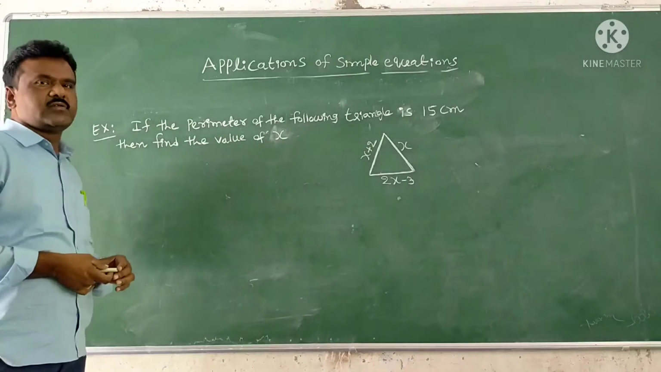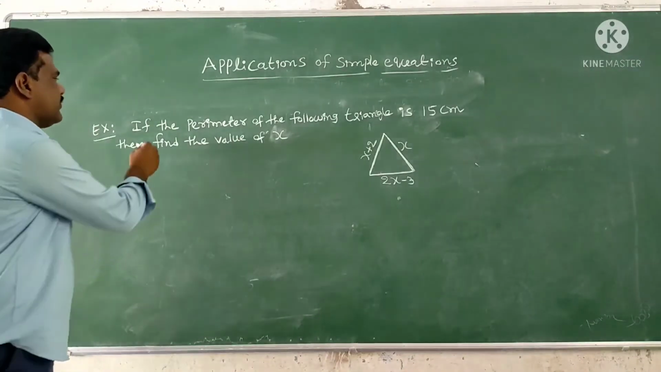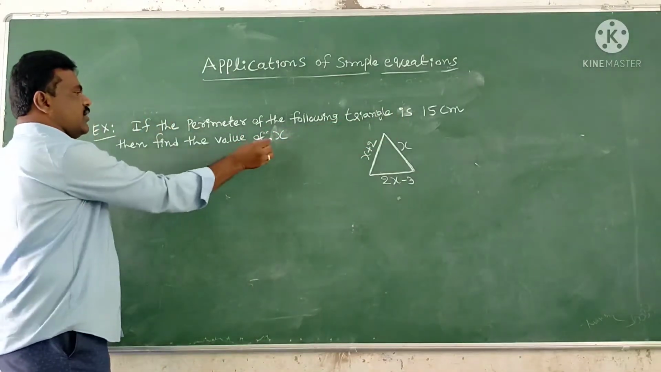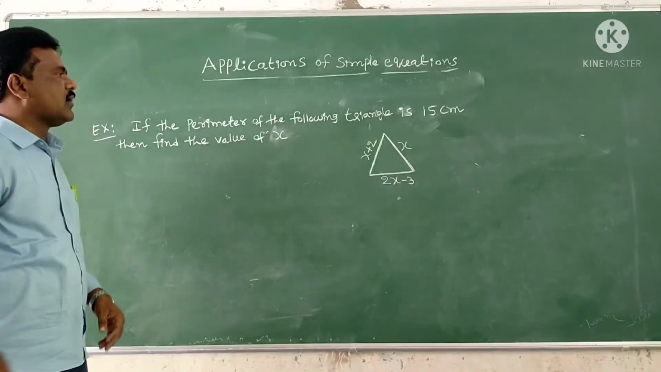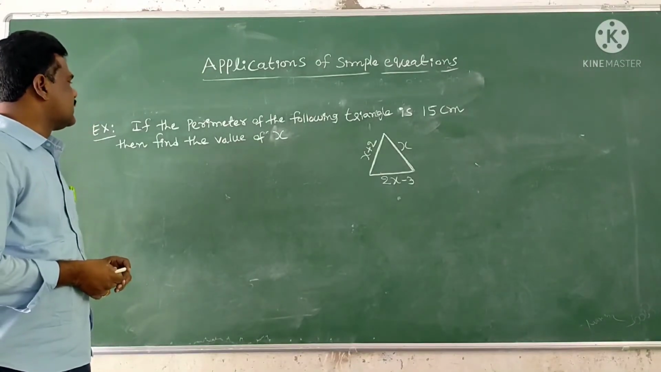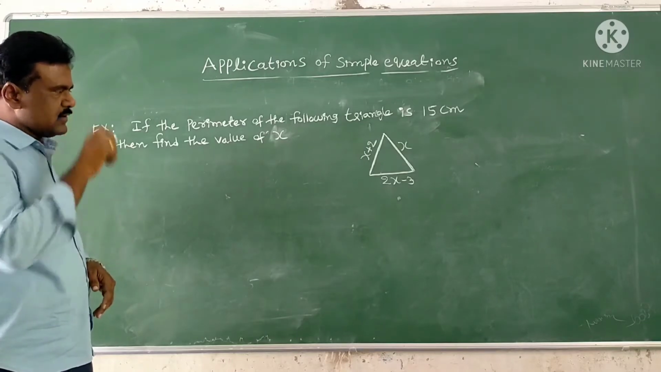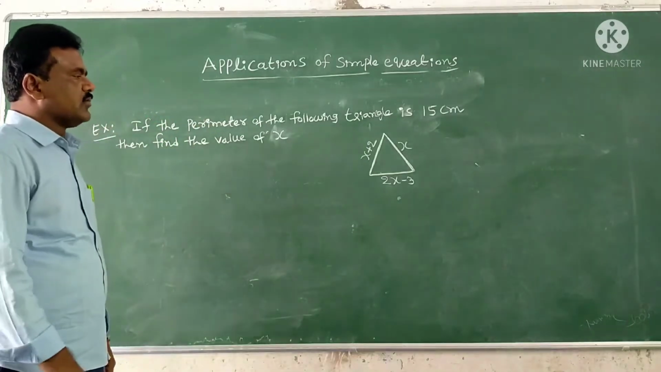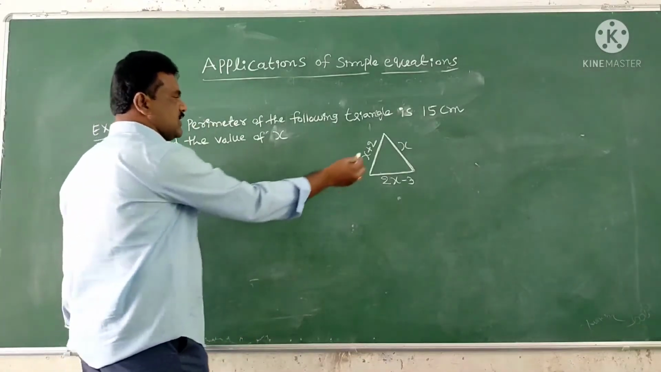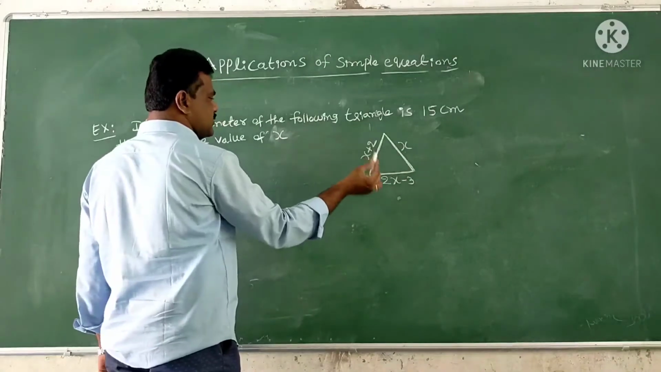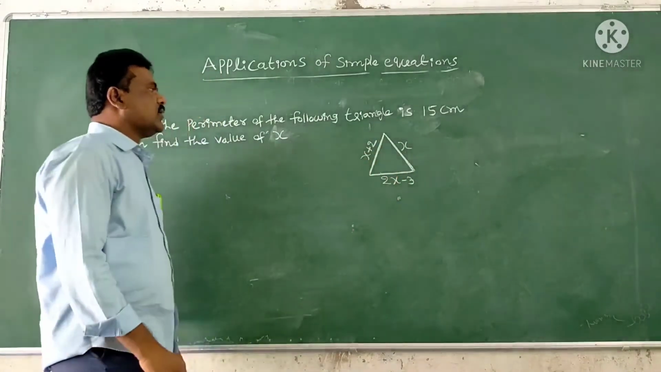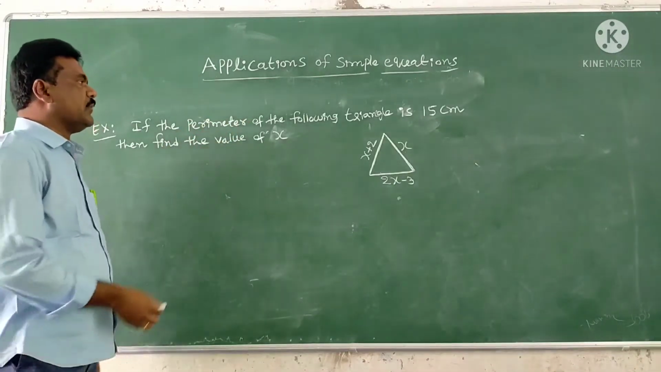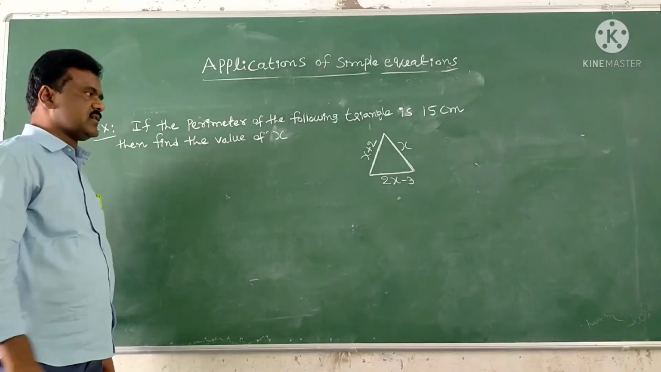Children, next we are going to another example. If the perimeter of the following triangle is 15 centimeters, then find the value of x. Children, what are the sides of the given triangle? Yes, the sides of the given triangle are x plus 2, 2x minus 3. What is given in this problem? Perimeter of a triangle is given. The perimeter of a triangle is 15 centimeters.